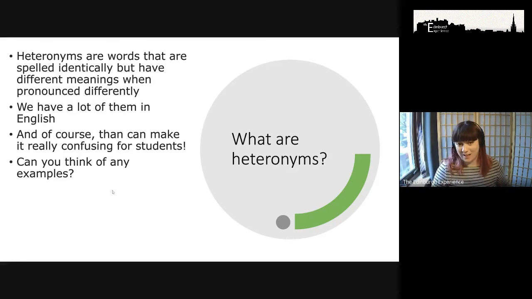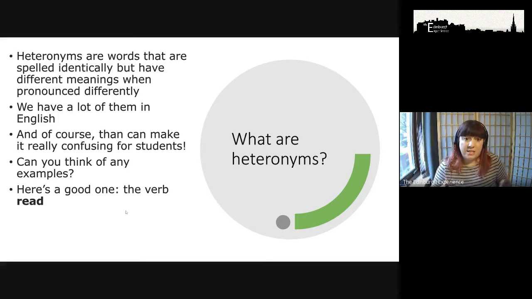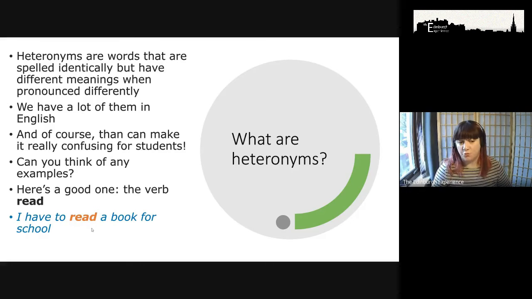Let me give you quite a basic, common example, and it's the verb read. Read is a heteronym, although the core meaning of the word doesn't actually change whether it's in the present or the past. But the meaning does slightly change: you read now or you read yesterday. Here we have to read a book for school, but in the past, I would say last week I read a book. So that's just a very common, obvious example of heteronyms.